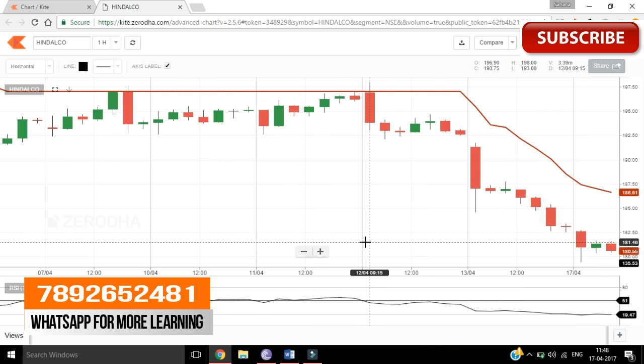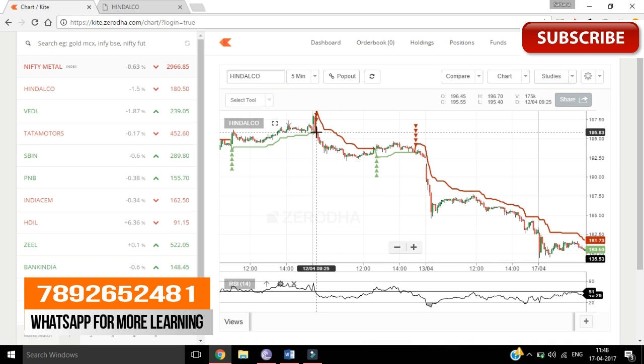12th, see 12th around 9:15. This is a 1 hour chart, so we can't exactly see here. Okay, it's 9:15 and something after 9:15, so it's around 45. So we got a signal here to sell.